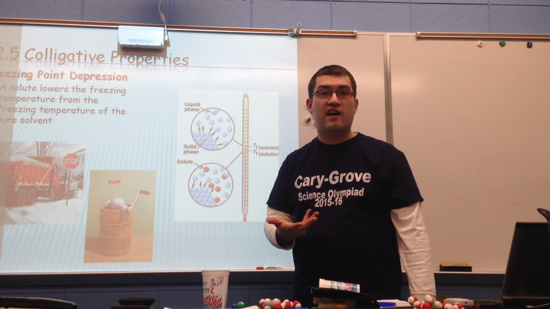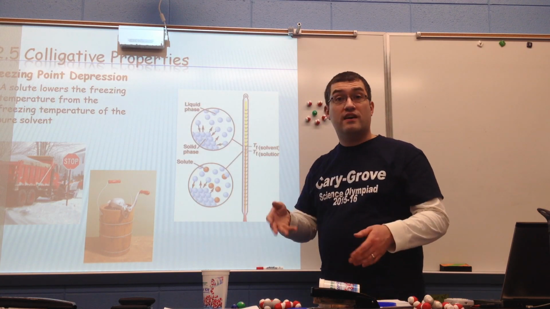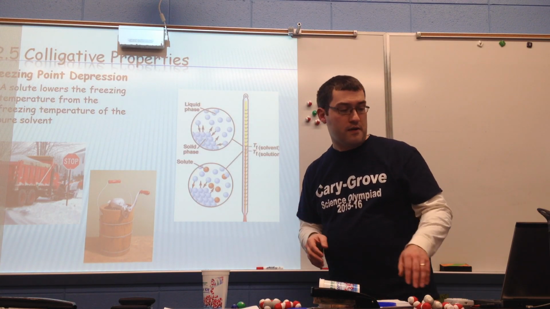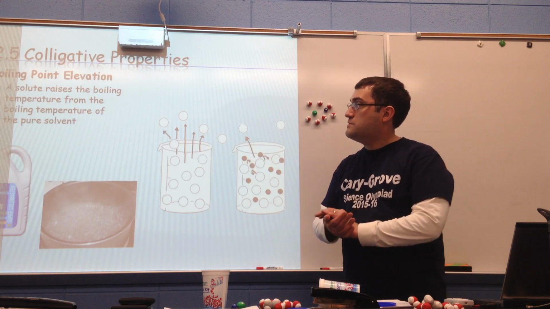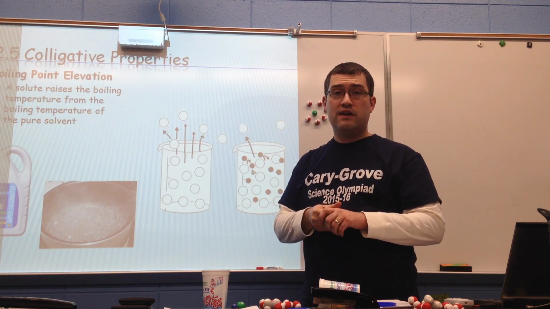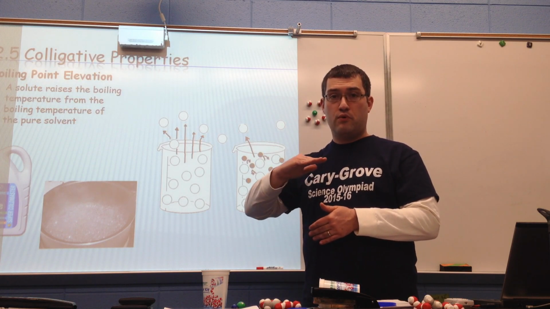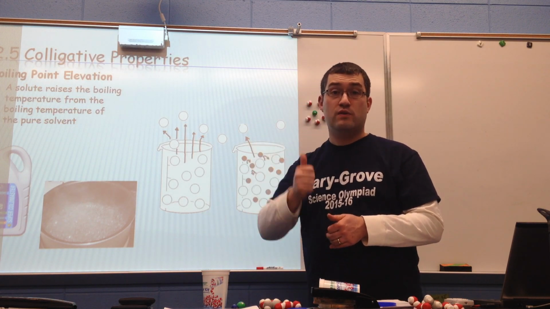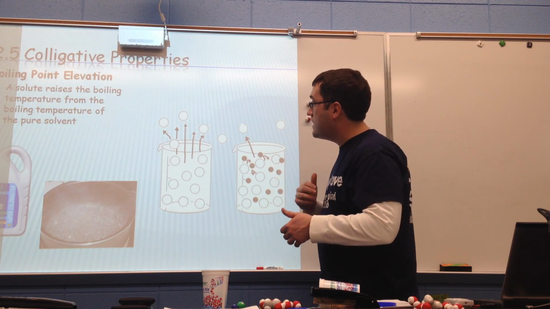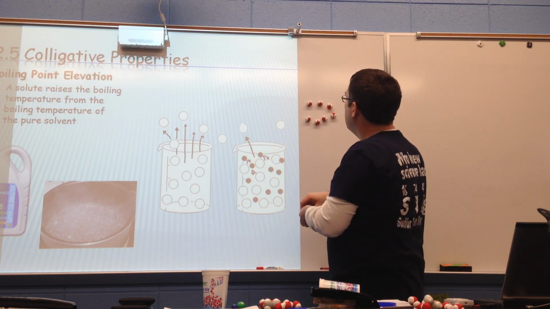And so it interferes with the IMFs and allows the water, the ice, to melt. Okay? The other end of this is the boiling point. So boiling point elevation means when you put a solute into a solvent, you take the boiling point of the normal solvent and elevate it, so it's going up. And again, we can see this based on intermolecular forces.